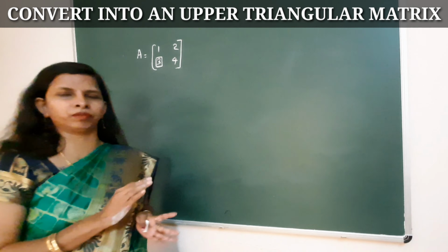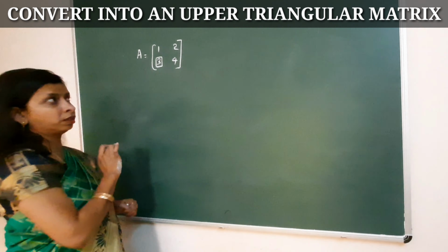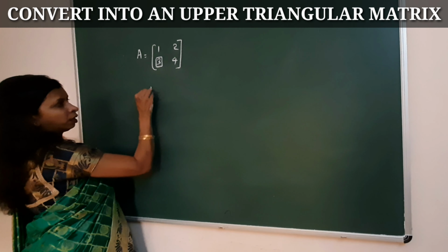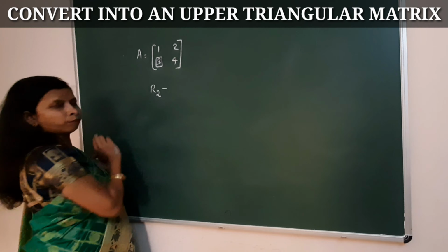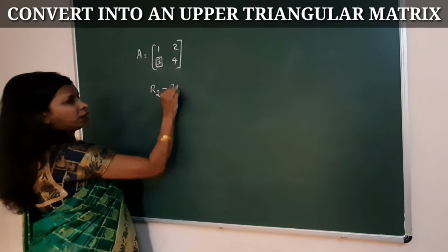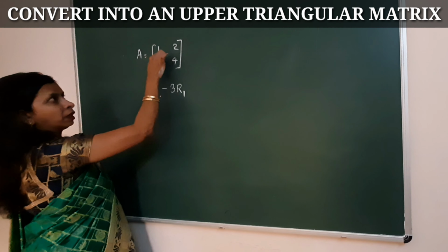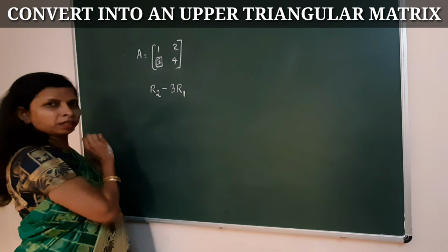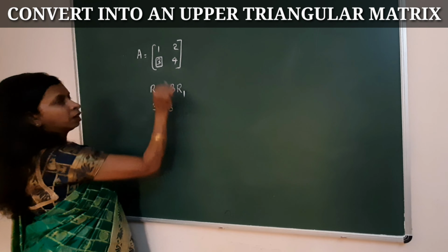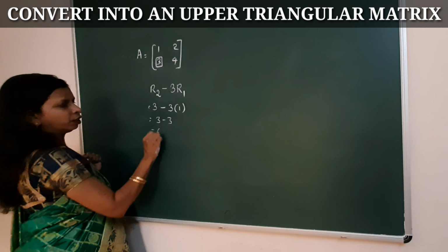Go for row transformation, that will be easier for you. So your row 1 is 1 and row 2 is 3. So what could be done? 3 minus 3 will give you 0. So my R2 is 3. So R2 minus, you multiply this 1 by 3, that is 3 into R1. So my R2 is 3 minus 3 multiplied by R1. Let us check this. R2 is 3 minus 3, and what is your R1? It is 1. So 3 minus 3 will give you 0.